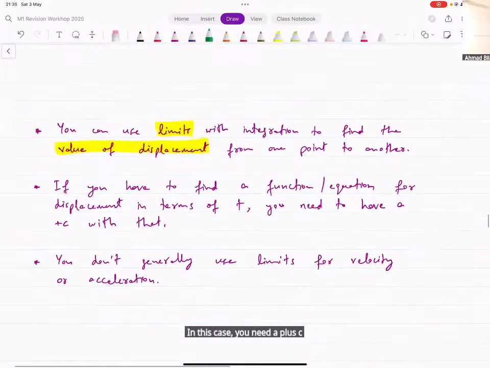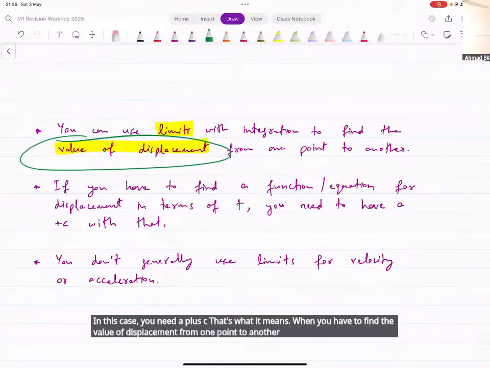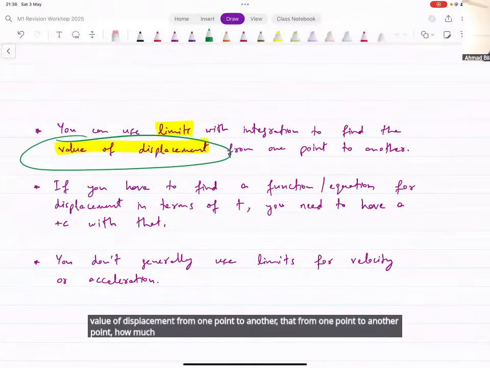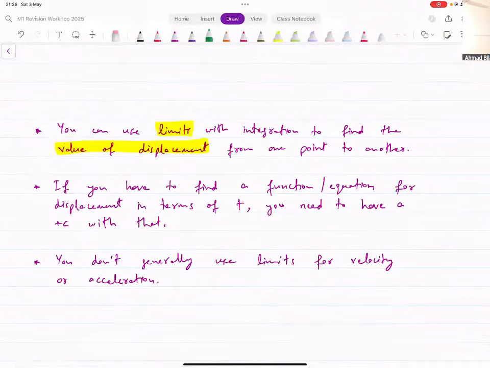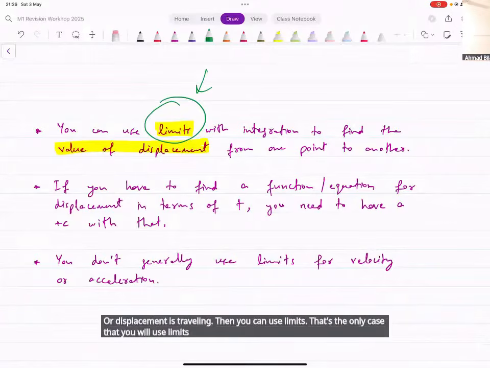That's what it means. When you have to find the value of displacement from one point to another, how much distance or displacement it's traveling, then you can use limits. That's the only case that you would use limits in. Otherwise, you'll always integrate and have a plus c with that. Okay.